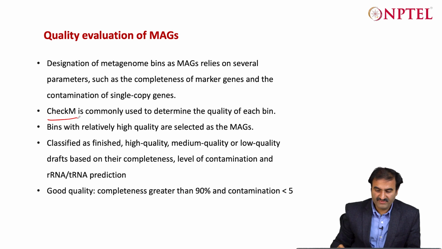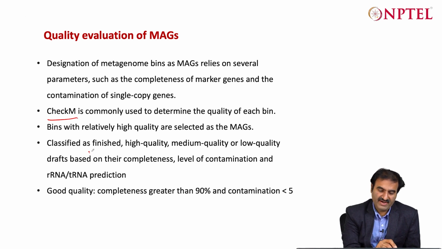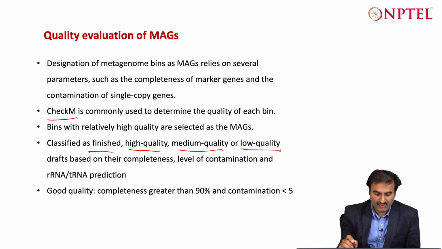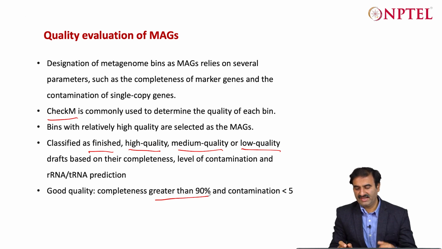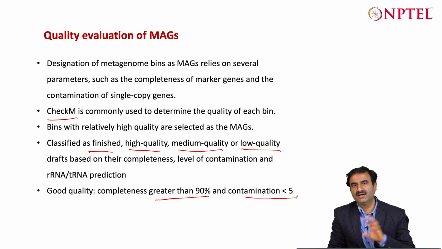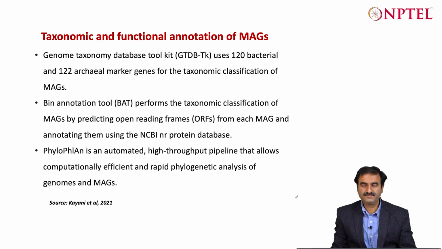So for that, CheckM is one of the tools that can determine the quality of MAGs, right. Ultimately you will get MAGs classified as finished, high quality, medium quality or low quality, and you may decide which ones you can keep for further analysis. A good quality MAG should have at least 90% completeness, which means it is covering the respective genome almost 90%, and has less than 5% contamination from other MAGs which you have also found during the analysis.